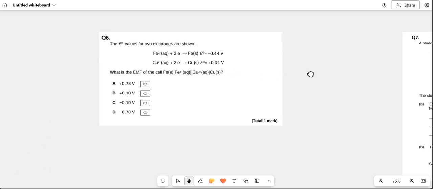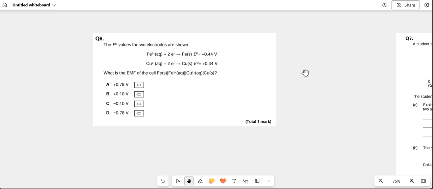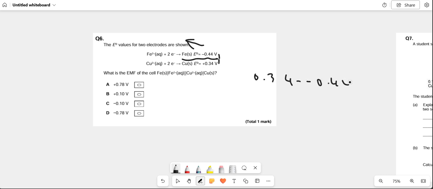Next one. Alright, question 6. Again, it's E of reduced minus E of oxidized. This is bigger, so this is going forward. That's smaller, so that's going backwards. So that's just going to be 0.34 minus the smaller one, 0.44. And so obviously that's going to produce 0.78, and that's positive, so therefore it's A.